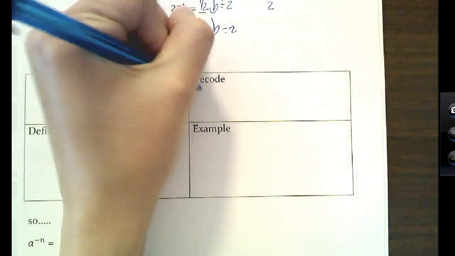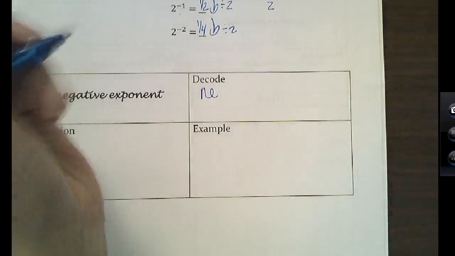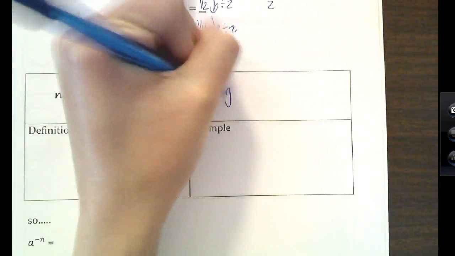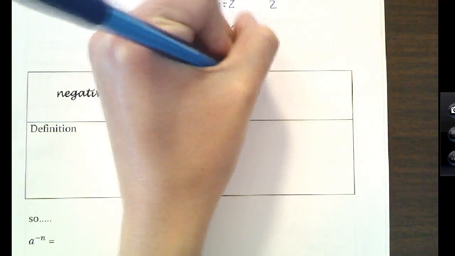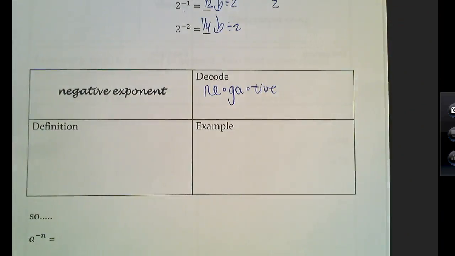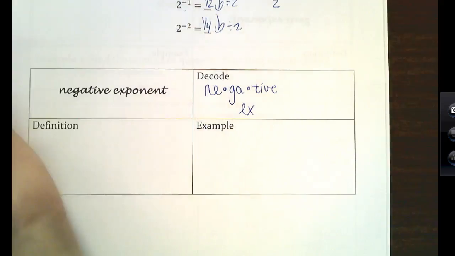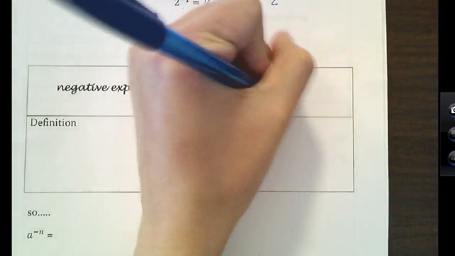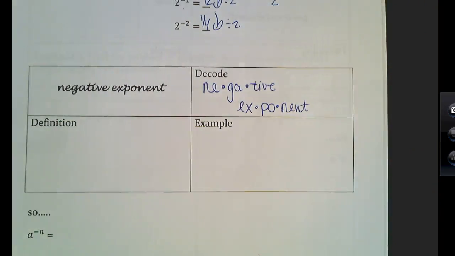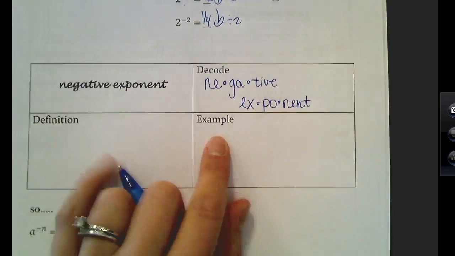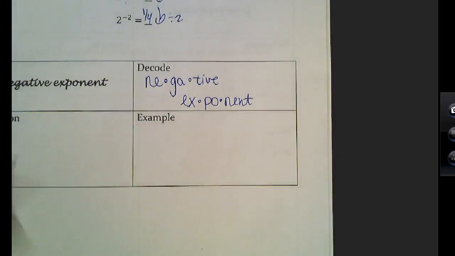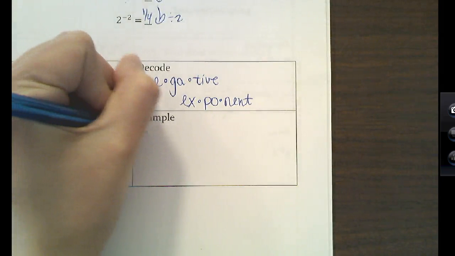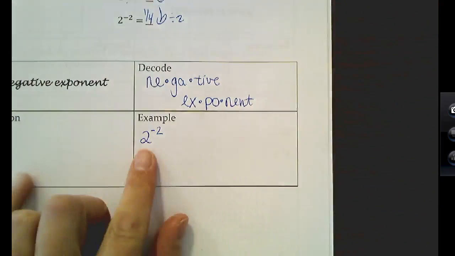And I'm going to do negative exponent. And we're going to deal with our example first. So go ahead for your example. I want you to write 2 to the negative 2nd power.